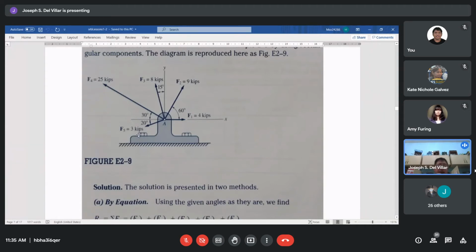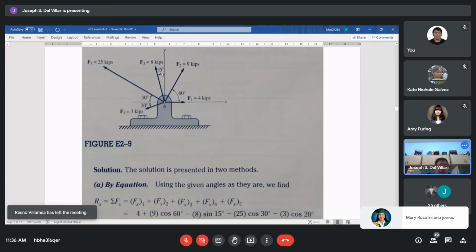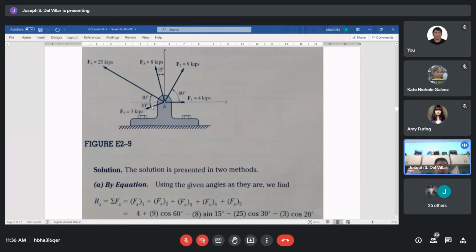F2 hanggang F5, meron na kayong multiplier. Okay? So for Rx, the solution is 4 kips plus 9 cosine 60 minus 8 sine 15 minus 25 cosine 30 minus 3 cosine 20. Okay?